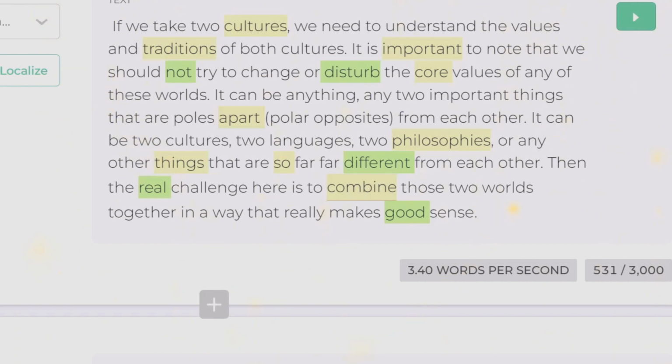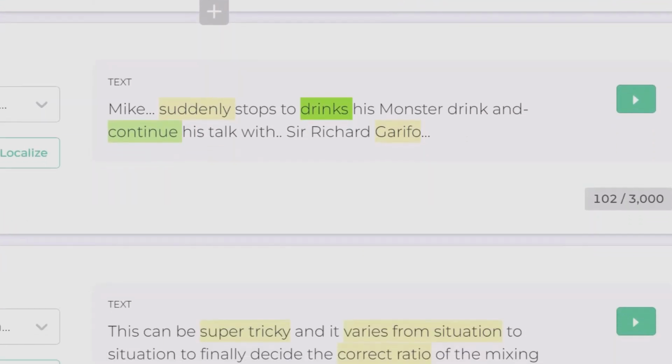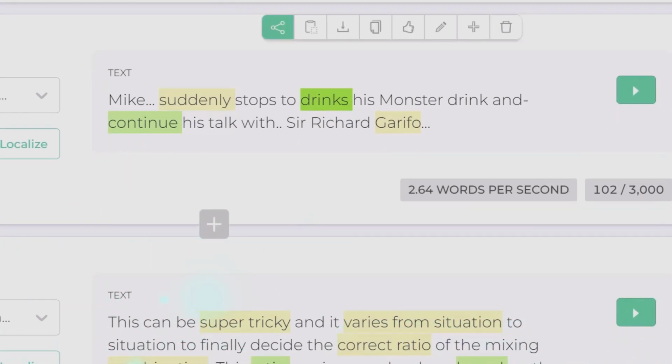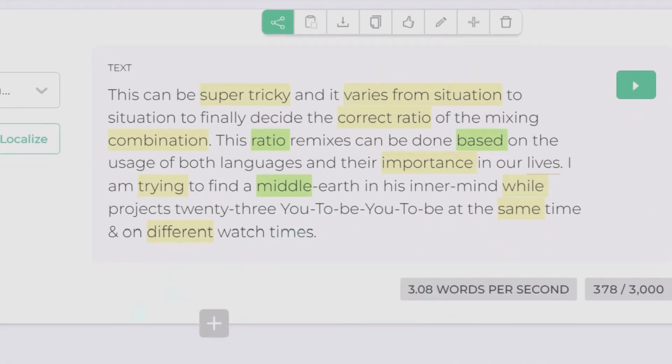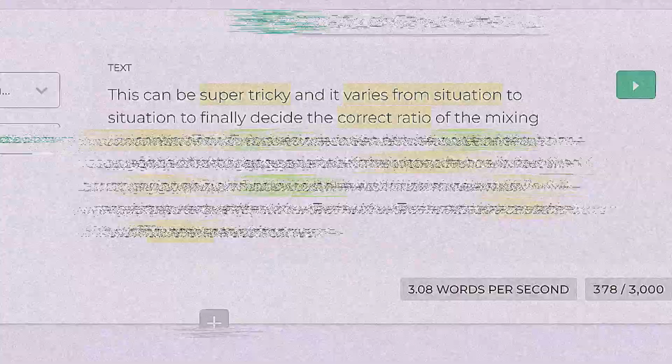these worlds. It can be anything, any two important things that are poles apart, polar opposites from each other. It can be two cultures, two languages, two philosophies, or any other things that are so far different from each other. Then the real challenge here is to combine those two worlds together in a way that really makes good sense. Mike suddenly stops to drink his monster drink and continues his talk with Sir Richard Garifo. This can be super tricky and it varies from situation to situation to finally decide the correct ratio of the mixing combination. This ratio or mix can be done based on the usage of both languages and their importance in our lives.